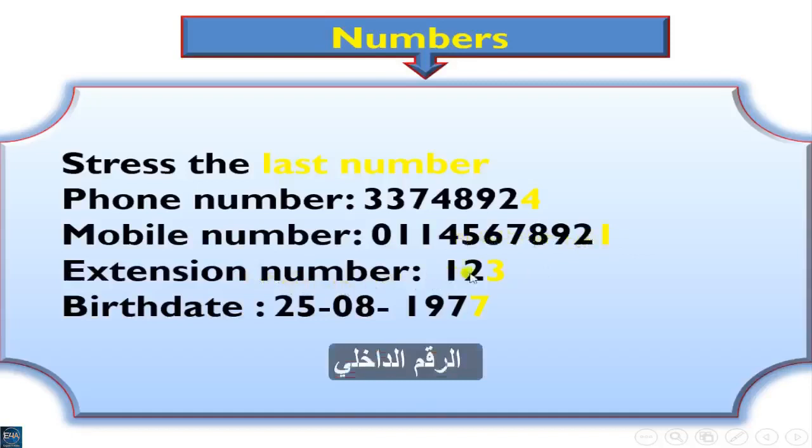Extension number: 123. Birth date: 1977. So stress the 7. So again, we stress the last number, maybe phone number, mobile number, extension number, birth date. You stress the last number. 4137.